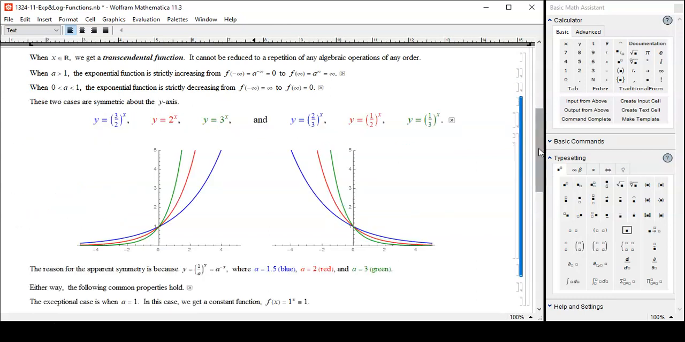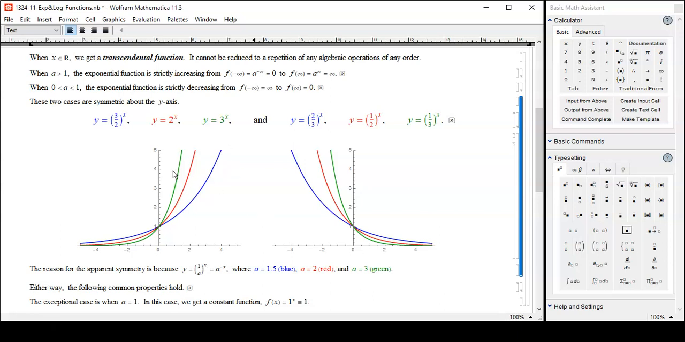Let's see those together in the same viewing window. When a is greater than 1, we have this kind of graph. When a is less than 1, we have that kind of graph. And then look at the relation: 3/2 and 2/3, 2 and 1/2, 3 and 1/3. They're reciprocals. And that relation is visualized as a symmetry. Do you see all those?